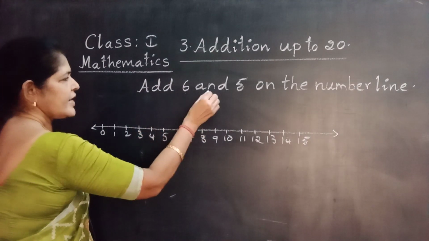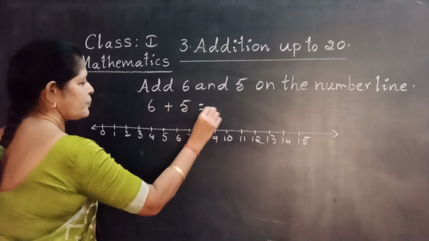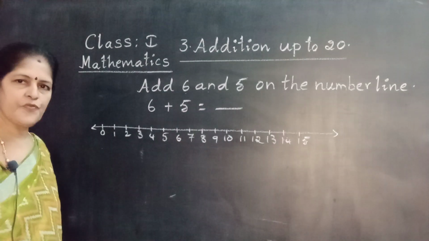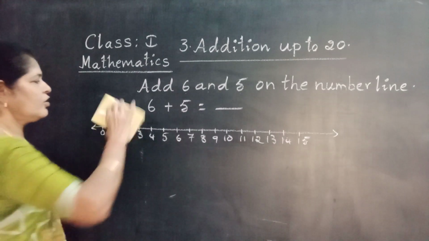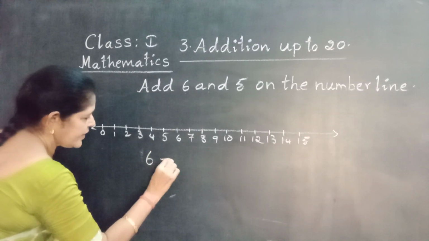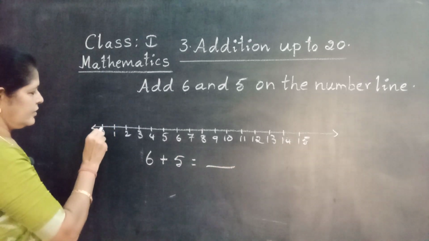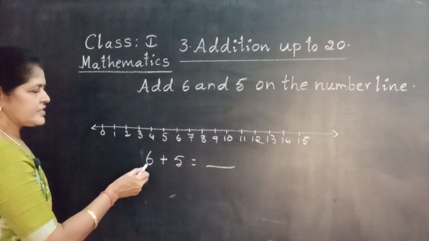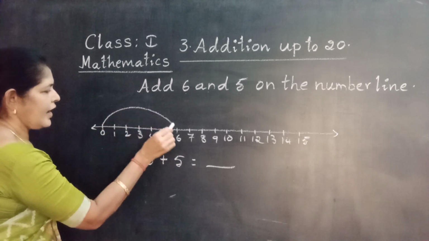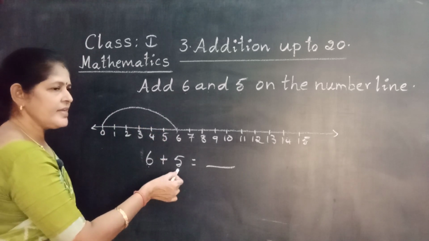Now add 6 and 5 means the addition goes 6 plus 5. We are going to find the answer on the number line. I write down: 6 plus 5 equals how much? Start from 0. First number is 6. Here is 6. Now draw a line like this. This line shows 6. Second number is 5.